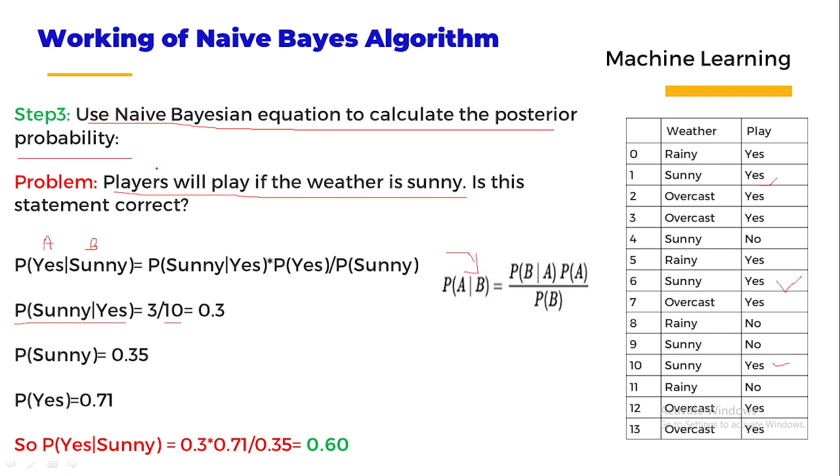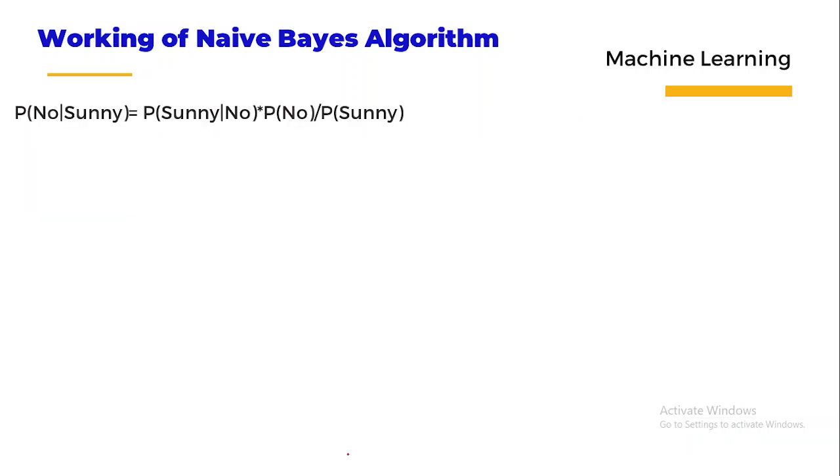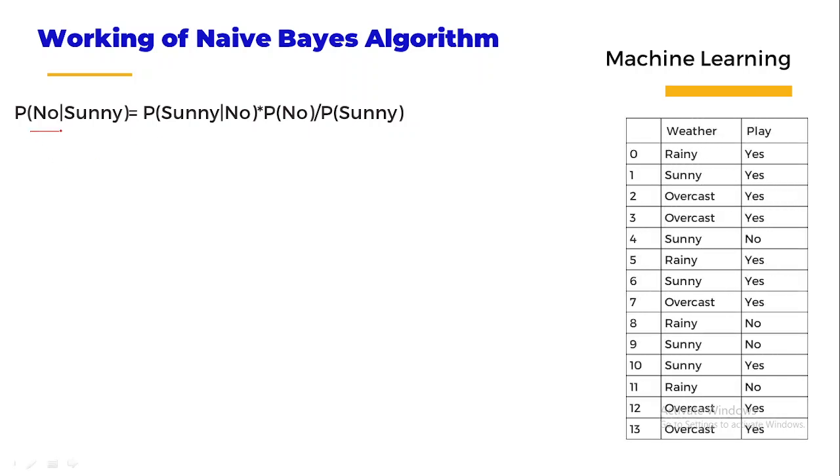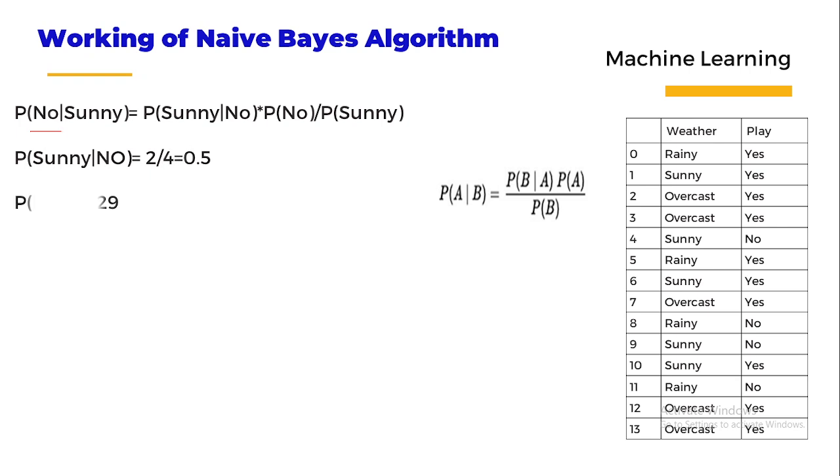Now with the help of this, we are writing here probability of yes given sunny is equal to the value. So we are getting 0.60 as our final value. Similarly, we are calculating the probability of no given sunny. So yes or no, for classification we are calculating for both. Yes, we got 0.60, and for no we are calculating. Again similarly, we are just mapping the values.